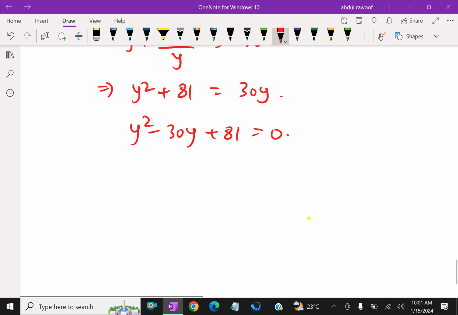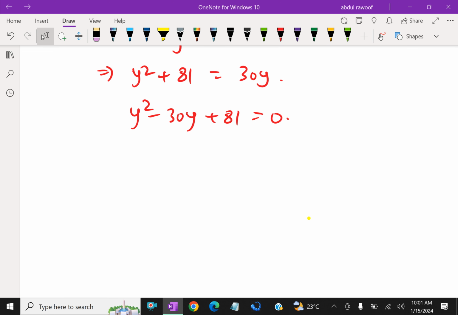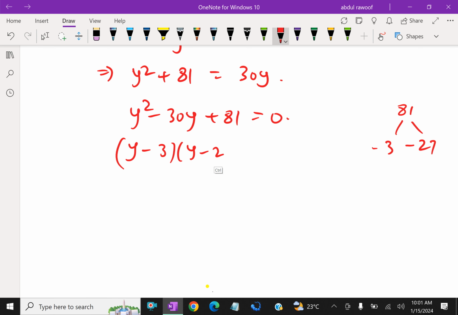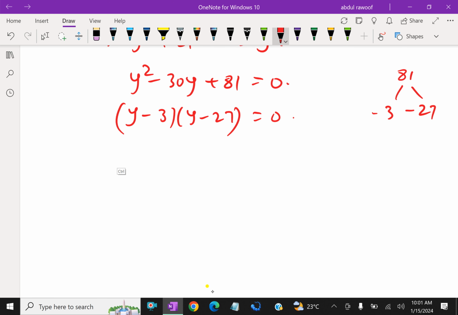By factorizing, 81 is expressed as 3 into 27. 3 plus 27 is 30, and both are minus. So we have factorized: y minus 3 into y minus 27 equals 0. Therefore, y equals 3 and y equals 27.